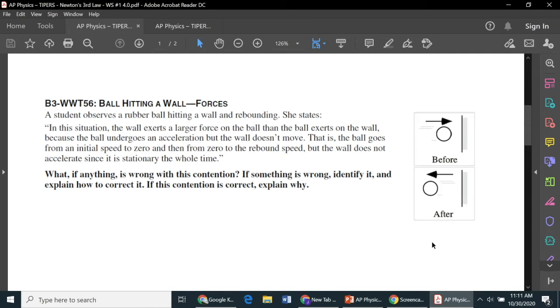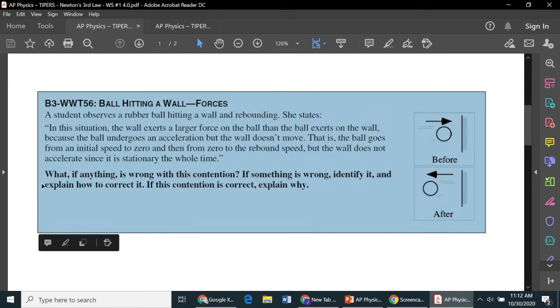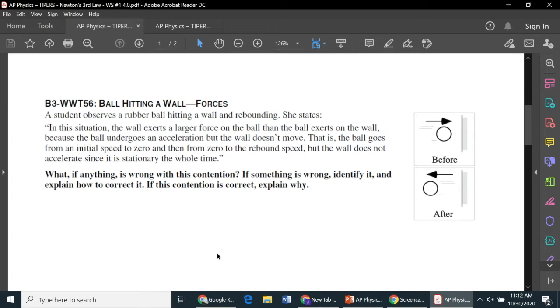And it's important to realize that's a fact. The ball accelerates a lot. The wall doesn't accelerate at all. But what the student is trying to do is use that as evidence for why the wall exerts a larger force on the ball than the ball exerts on the wall. The whole idea behind this one, though, is that the wall is connected to other parts of the building. And so because the wall is connected to other things, there are other forces exerted on the wall besides the force from the ball that prevent the wall from moving.